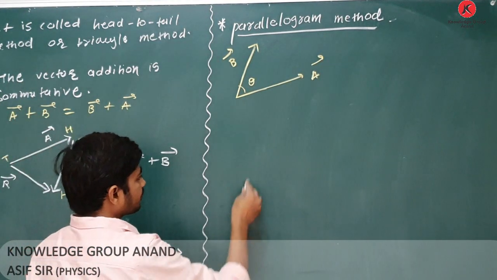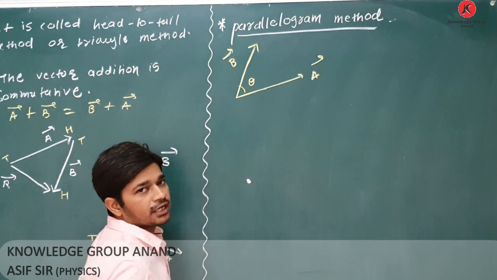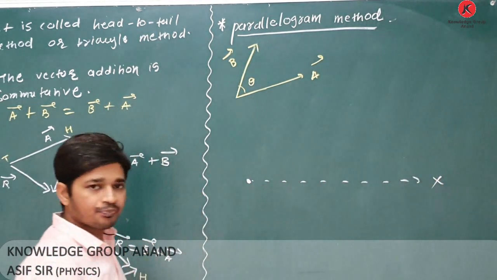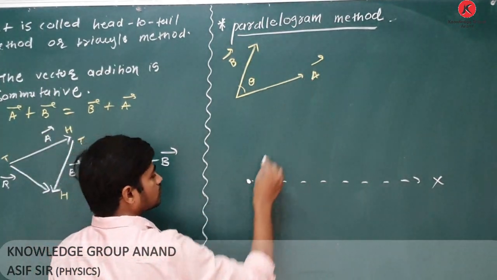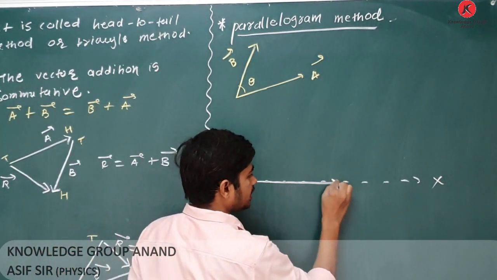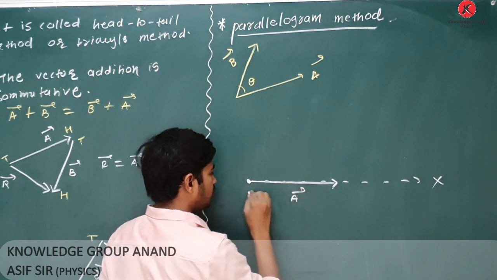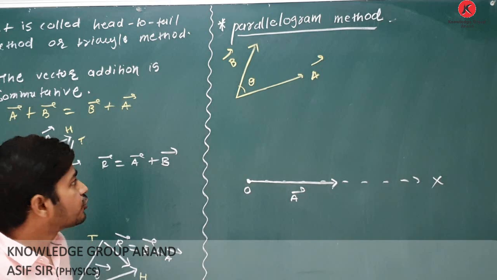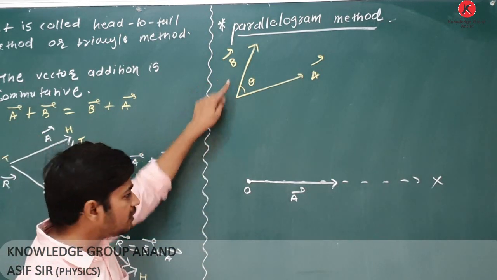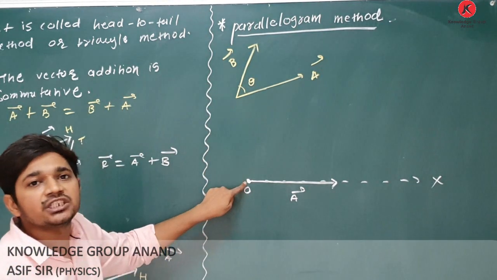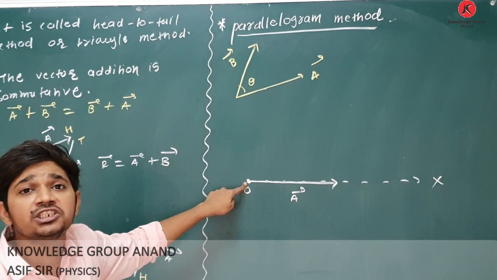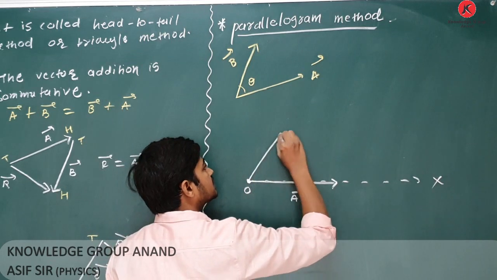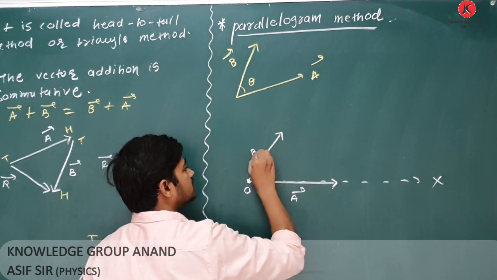First of all, take this point as origin. Say it is the x-axis. Draw vector A. It is vector A, from this point O. Clear? Now draw the second vector B from the same point origin, with its direction, like this.